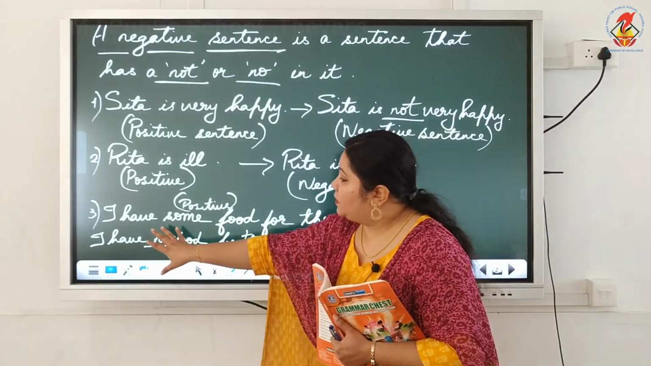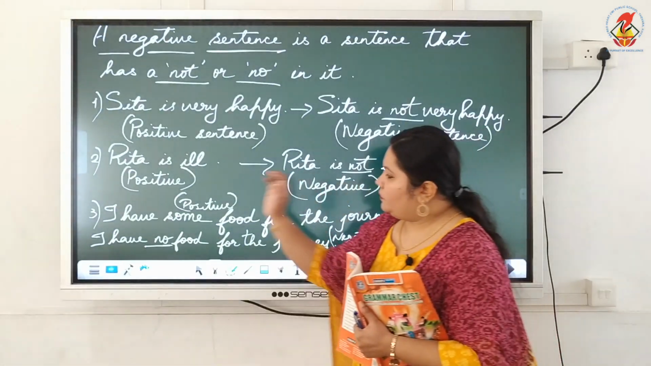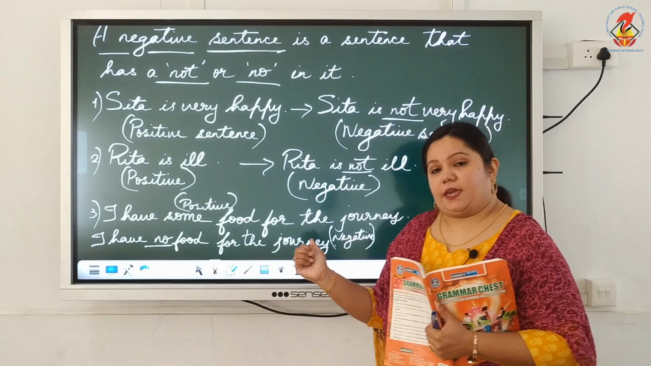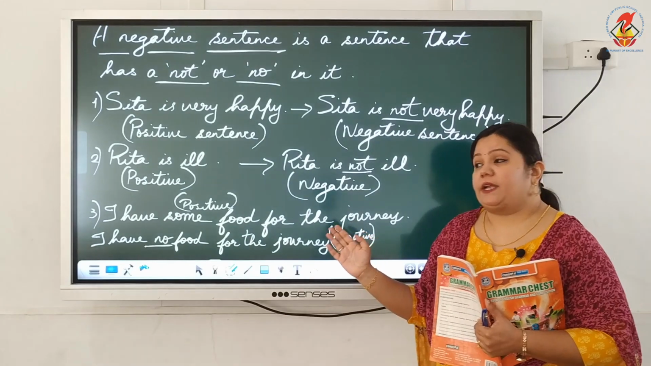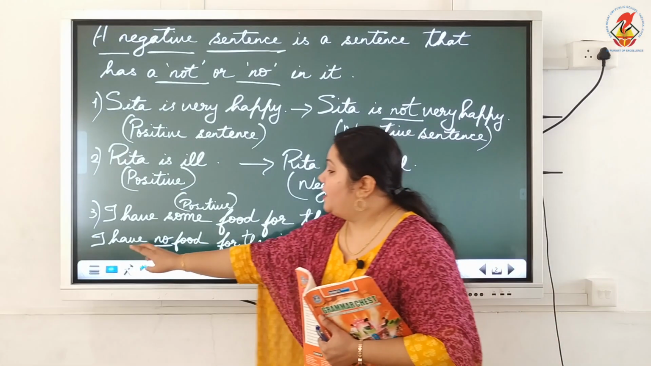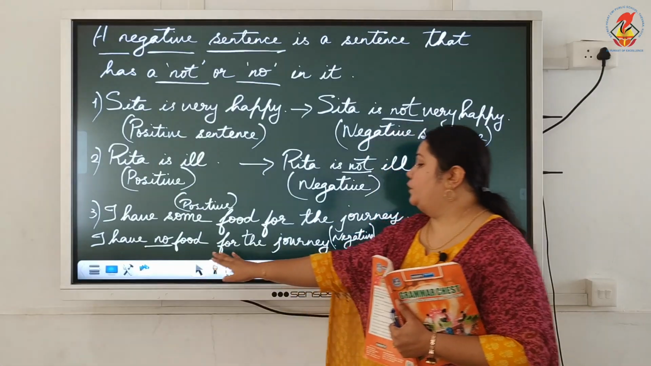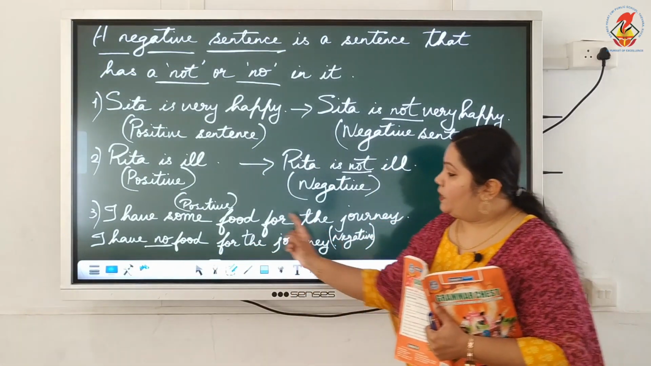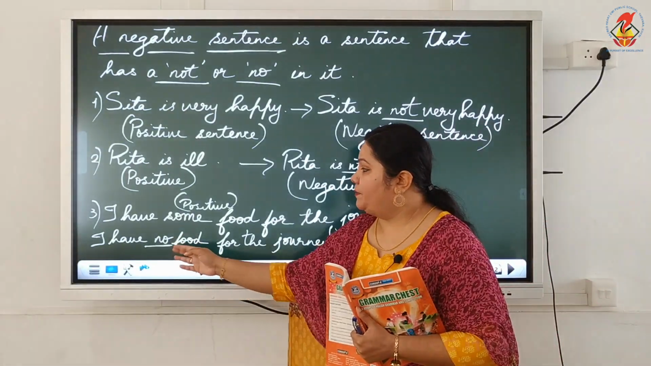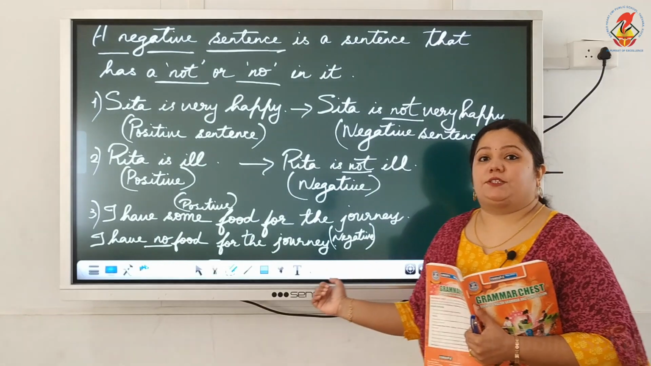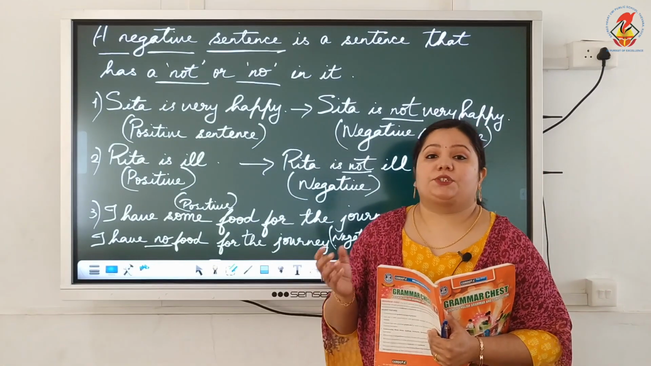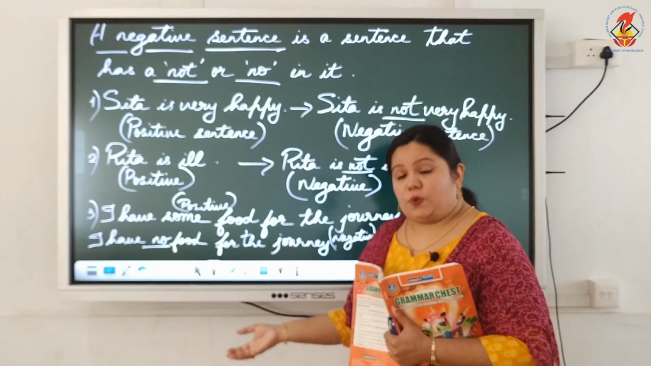Similarly over here, this third one, just look at this. I have some food for the journey. Again, there are no negative words here, so that is a positive sentence. We change that into negative by saying I have no food for the journey. So the negative word no is included here, so that becomes a negative sentence. Alright, so we have to add no or not, which are the negative words, to a sentence in order to make it a negative sentence.